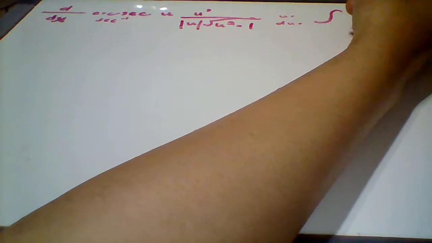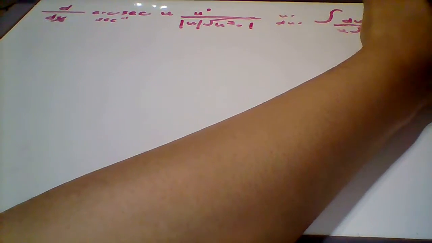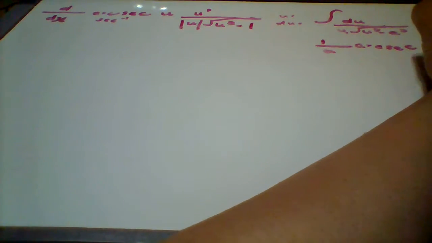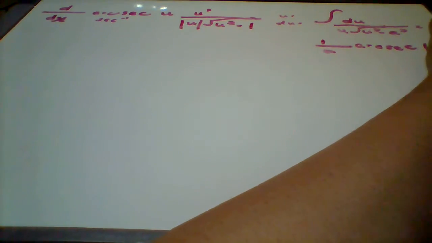And its integral is: the integral of du all over u times the square root of u squared minus a squared is 1 over a arc secant of the absolute value of u over a plus c. I know it's hard to see.